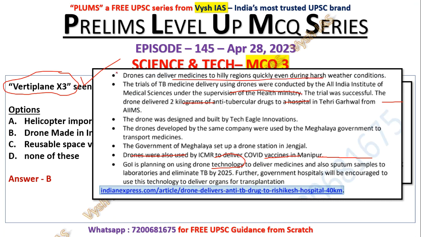So in your Mains GS3 also you can use these kinds of points, the benefits of using drones. Okay, so it is designed by Tech Eagle Innovations and developed by the same company, used by the Meghalaya government to transport medicine. So drones are being used not for the first time. The Meghalaya government also used this company's drones for their purposes. So that is why it is a successful technology, you can say. Okay, and in the Indian Express, a detailed article was there.